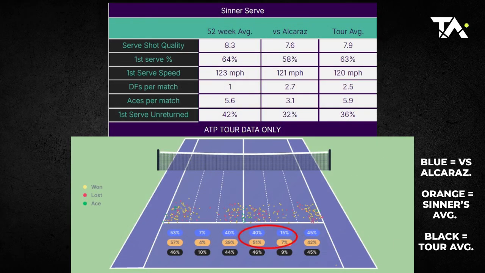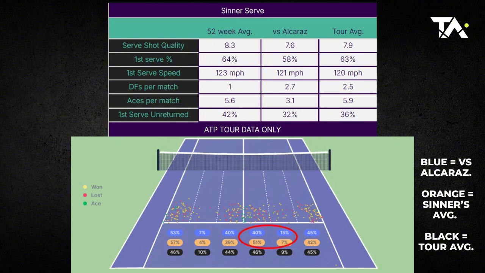Finally, and in my opinion the most important category to shine a light on, is the Sinner serve. As you can see, all 6 service categories decrease versus Alcaraz, being lower shot quality, lower unreturned first serve percentage, lower first serve speed, more double faults, fewer aces, and perhaps most significantly, a 6% drop in his first serve percentage. This is an enormous overall drop-off.